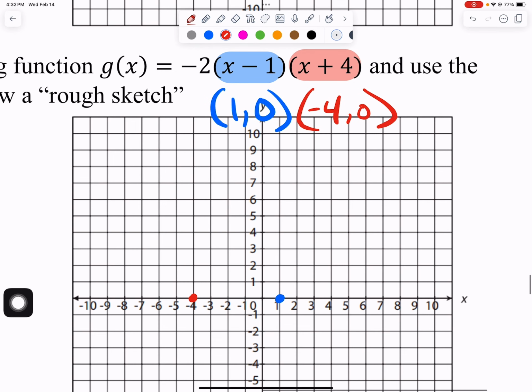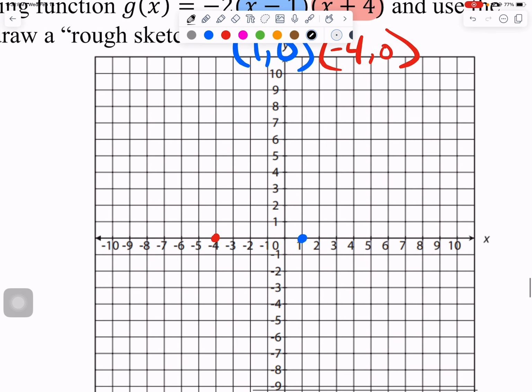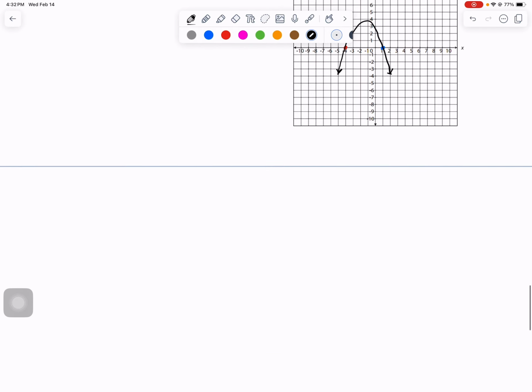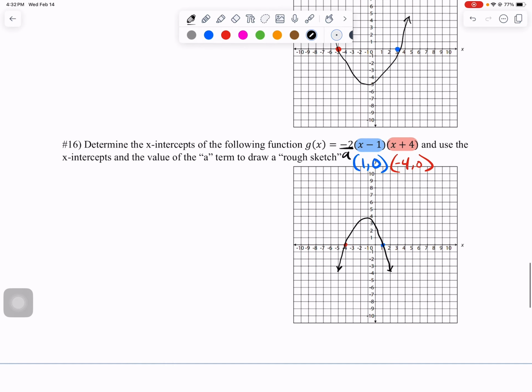Ooh, what's our a value this time? Great job recognizing. I almost went with a smile. All right, we're going to have that frown. All right, so our parabola is going to look something similar to that. And that's what your sketch would look like. And that wraps the review.